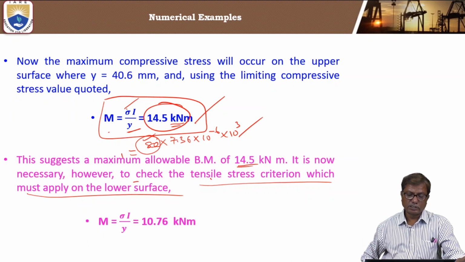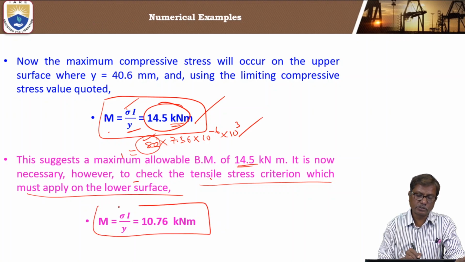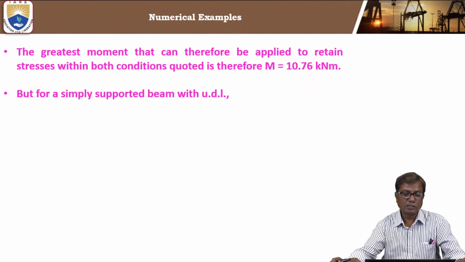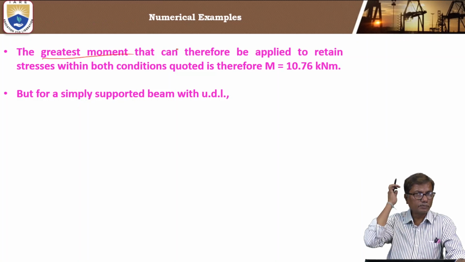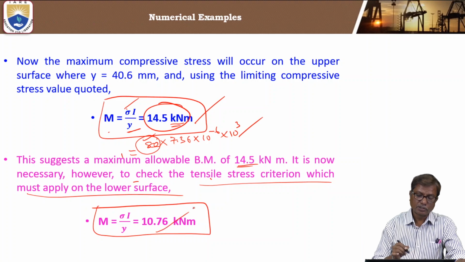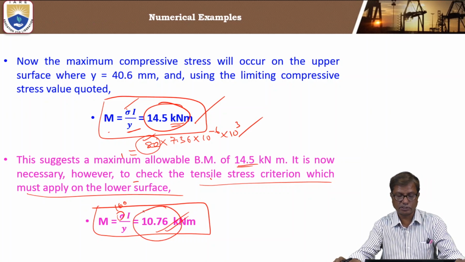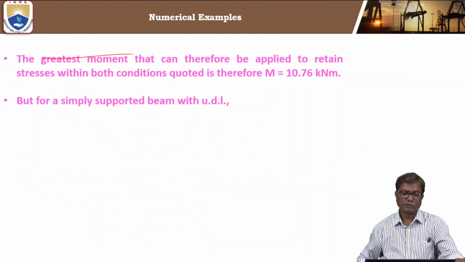And again it is tested by using the bottom fiber, which gives 10.76. So the greatest of these two is taken. Not greatest, it is the least of the moments. So the bending moment considering the limiting stress in the bottom fiber, which is 160, is 10.76. So we have to limit the bending moment to 10.76. The least of these two will be taken.